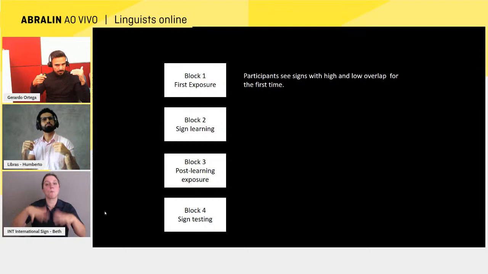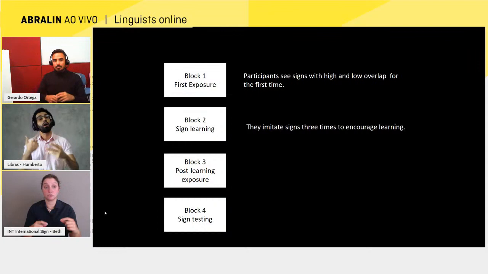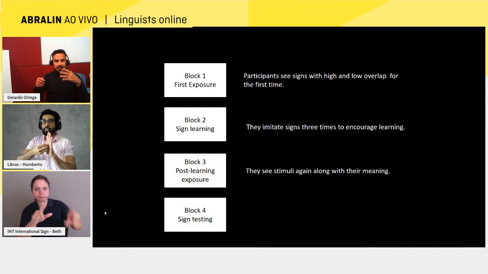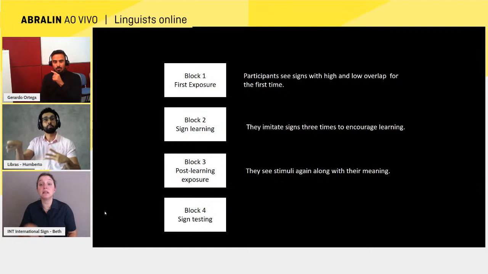We then asked our participants to learn the signs. And we did this by asking them to see the sign three times and to imitate the sign each time they saw it. After this intensive training, we showed them the signs again, one at a time, and we measured brain activity here.